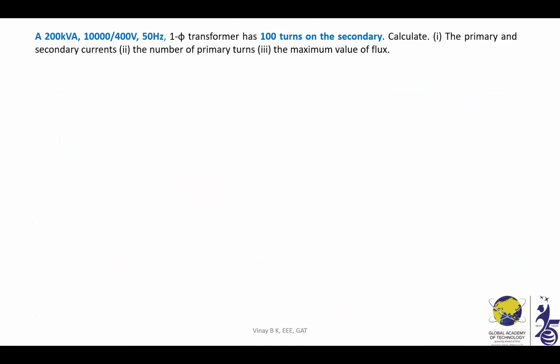In this video, let's solve numericals on single phase transformer. So without wasting time, you can see the first numerical.